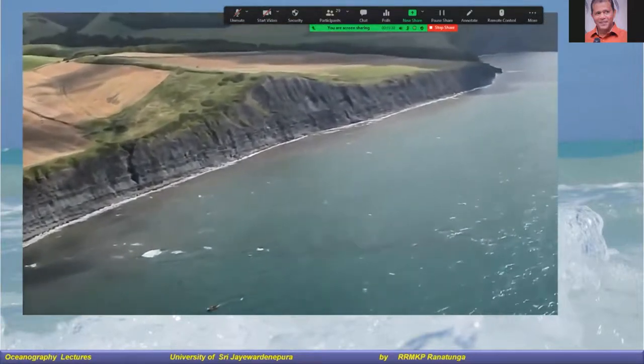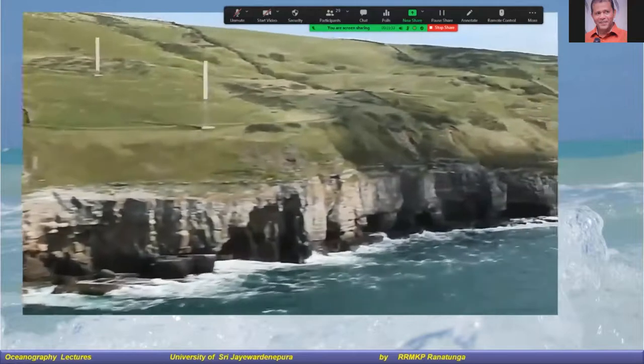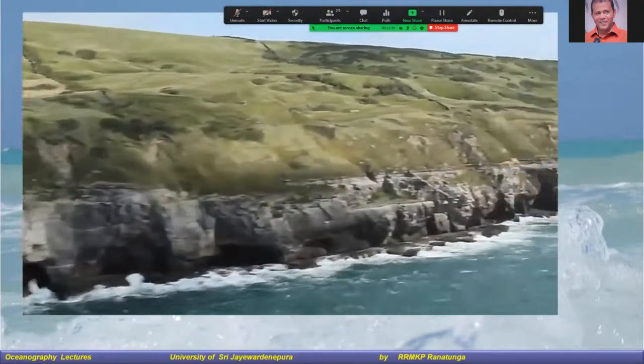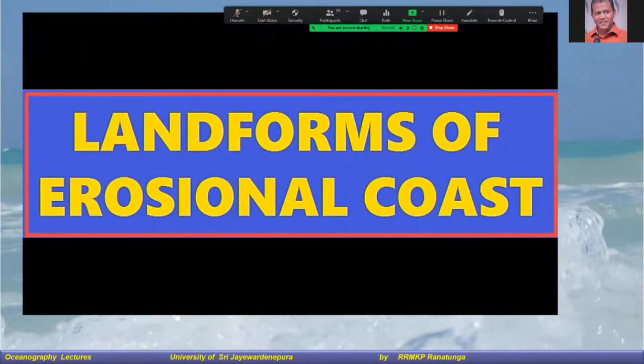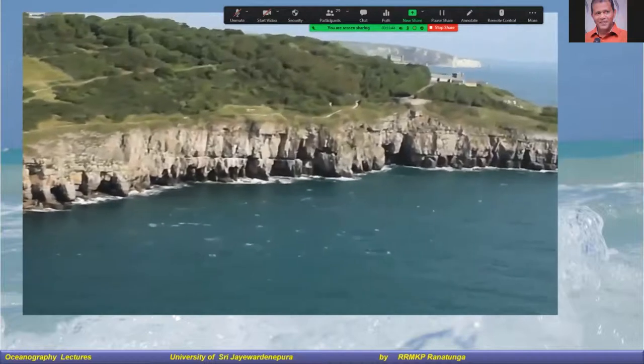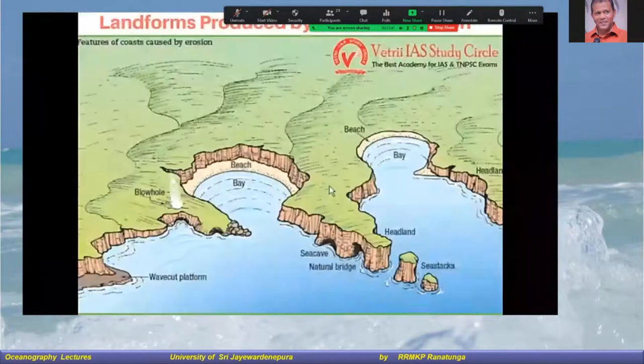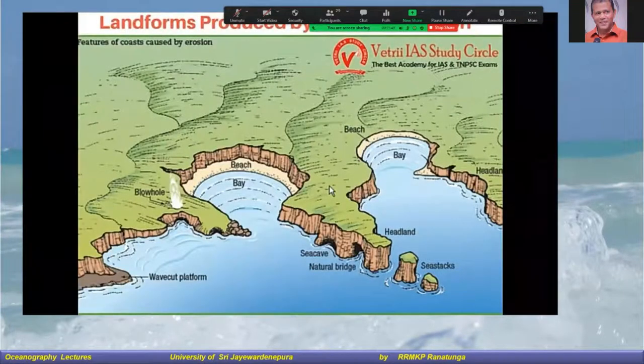It should be noted, however, that each of the two major landform types may occur on any given reach of coast. Landforms of erosional coasts. There are two major types of coastal morphology, one is dominated by erosion and the other by deposition. They exhibit distinctly different landforms, though each type may contain some features of the other.